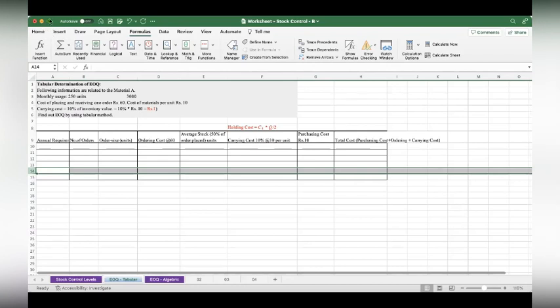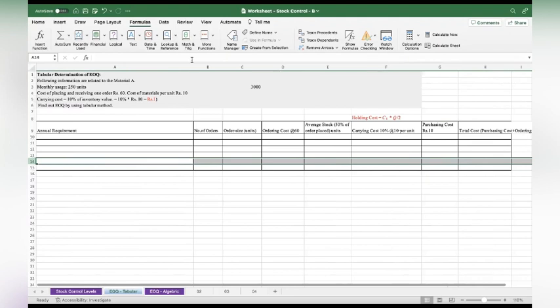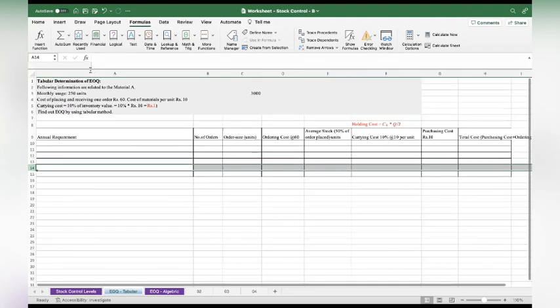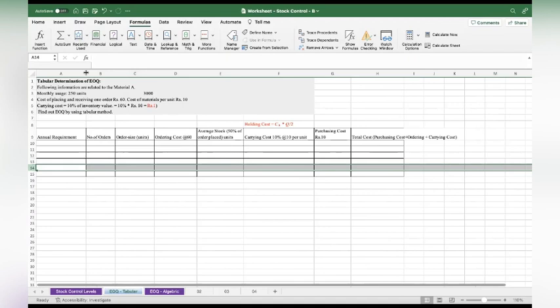So for convenience, I copy pasted the question here. There's no need to go back and forth. This is the structure that you need. Now in the question, it is given monthly usage is 250, but for a company, we are preparing the EOQ at annual level.